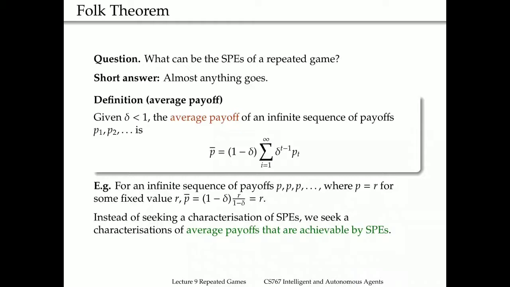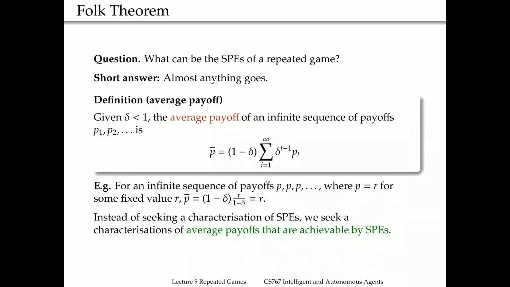So right now we want to ask the question of SPE of a repeated game. So if we have a repeated game, we want to know what the SPEs are. And the short answer, as indicated by the folk theorem, is that almost anything can be an SPE. So what do I mean by this? Of course, not anything can be an SPE, right?